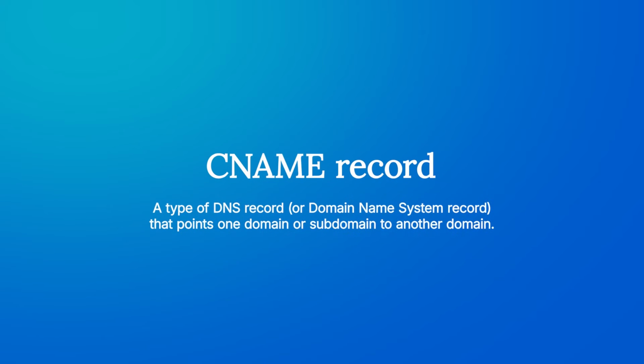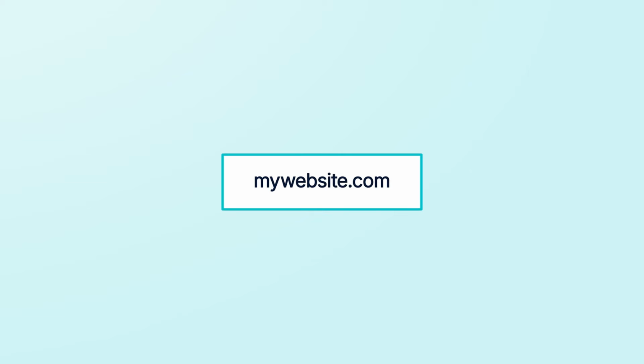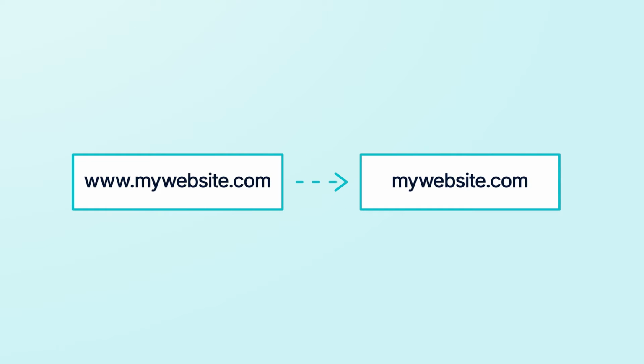Now, let's talk about what a CNAME record is. A CNAME is a type of DNS record, or domain name system record, that points one domain or subdomain to another domain. Here's an example. Let's say your preferred domain name is mywebsite.com, but you also want people who type the www subdomain with your domain name to be able to find your website. To make this happen, you can use a CNAME record to point www.mywebsite.com to mywebsite.com. When you do, anyone who types in either mywebsite.com or www.mywebsite.com will find your website.